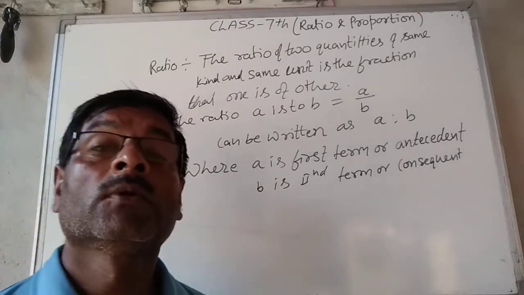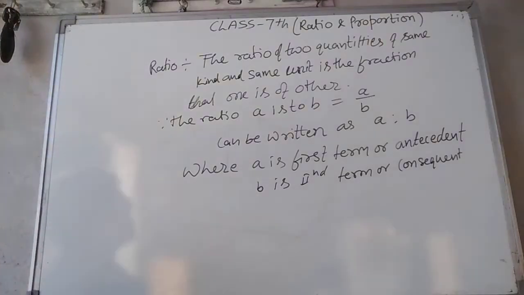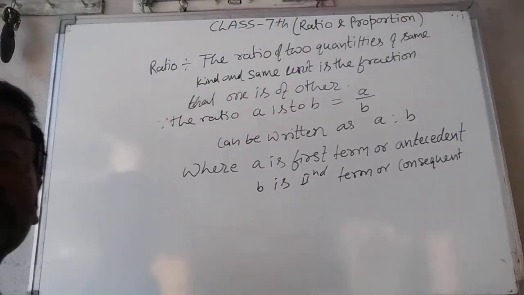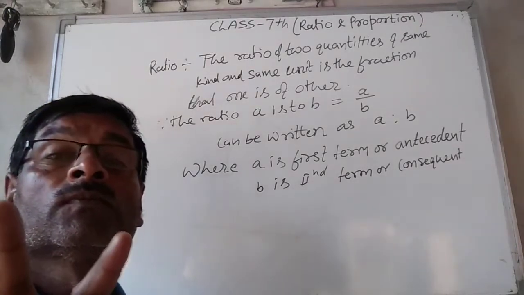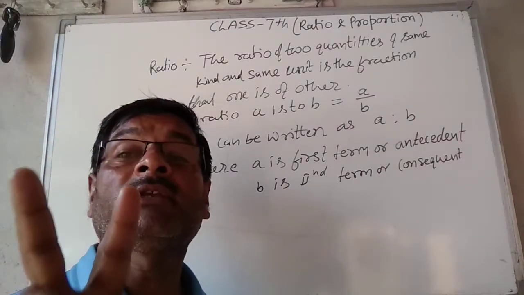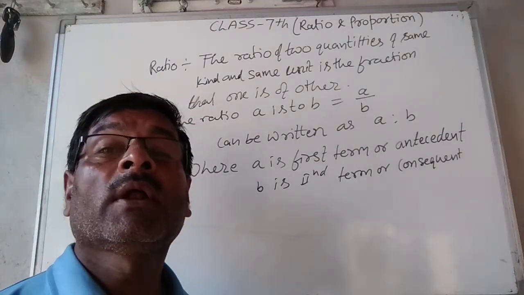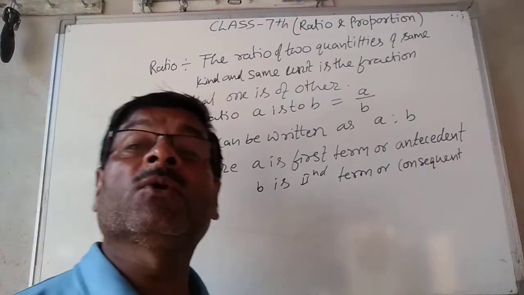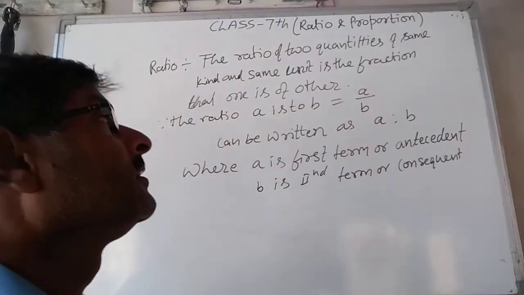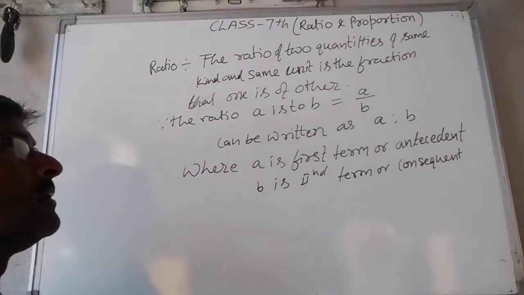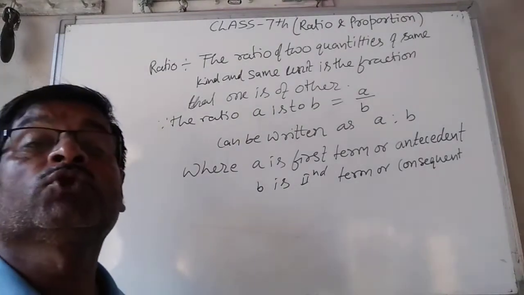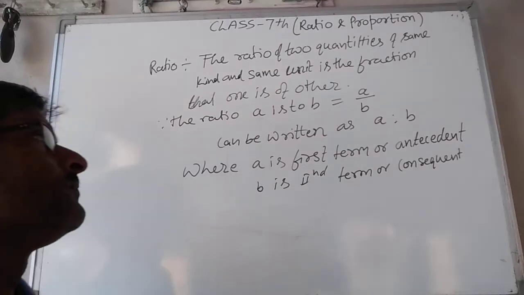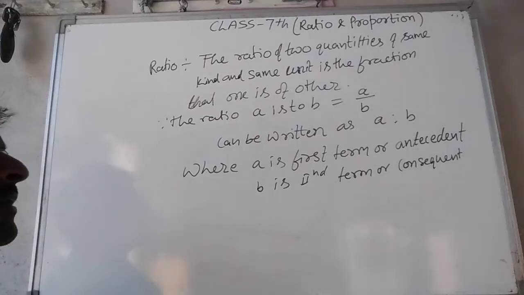Ratio. What is ratio? Ratio of two quantities having the same unit and of the same kind. दोनों की एक ही टाइप के होने चाहिए और यूनिट दोनों की सेम होनी चाहिए. It is a fraction, जो कि एक फ्रैक्शन ही होती है.